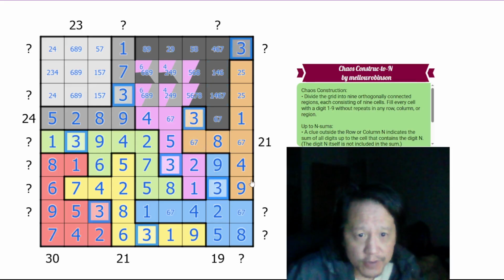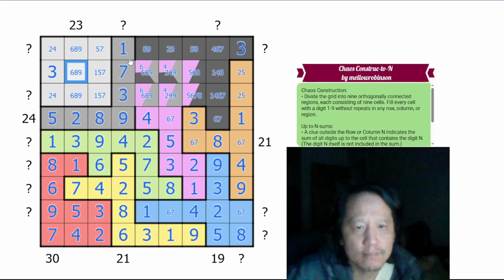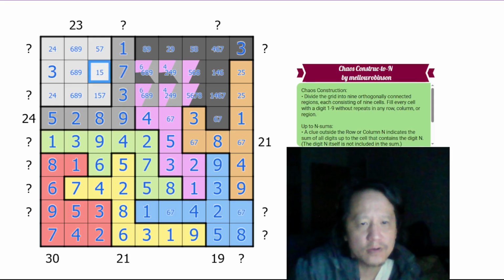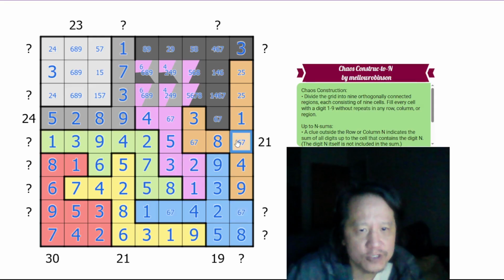Okay, we have all the 3s? We do. This is the last 3. So this is 3. 1s. We don't have all the 1s. 7 eliminates 7 here. Okay. Let's see if we can distinguish 6 and 7's pairs.